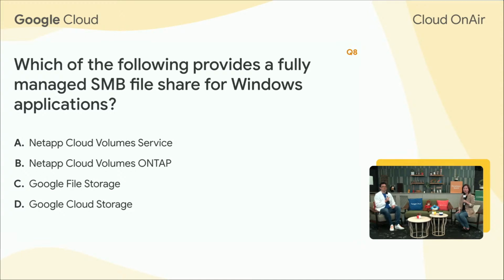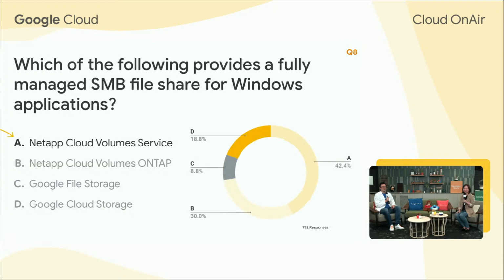Which of the following provides a fully managed SMB file share for Windows applications? Is it A, NetApp Cloud Volume Service, B, NetApp Cloud Volumes ONTAP, C, Google Cloud File Storage, or D, Google Cloud Storage? So the right answer is A. It is covered in our partner NetApp's session, but if you missed it, don't worry. We will have an on-demand recording for you later this week.